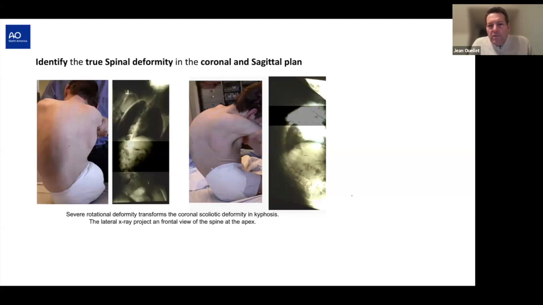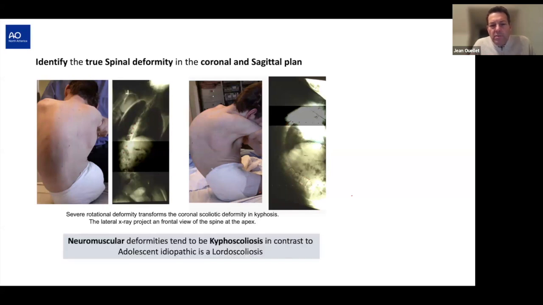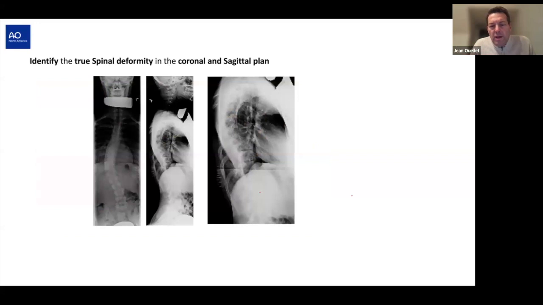Now, when you look at your spinal deformities, you really have to try to understand what deformity you're dealing with. This child has a severe spinal deformity, severe pelvic obliquity, but also a rotational deformity, such that as the spine progresses, the lateral x-ray is actually an AP of his spine because there's such an amount of rotational deformity. One of the particularities of neuromuscular scoliosis is that it is a kyphoscoliotic deformity, in contrast to idiopathic scoliosis, where you get this apical lordosis.